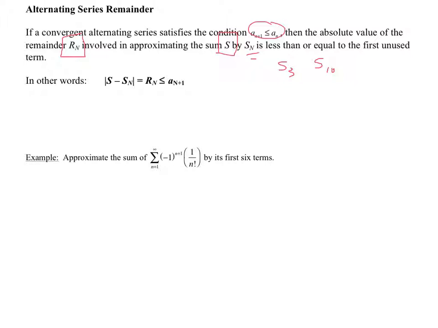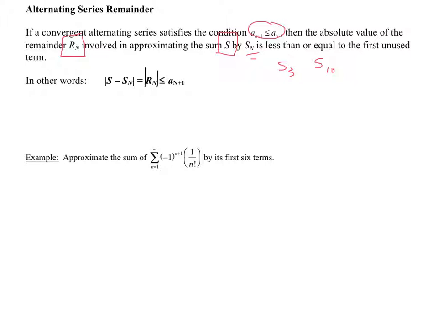Okay, so in other words, the absolute value of the sum of the series minus the nth partial sum is going to equal the remainder. And there's a typo there. That should be the absolute value of the remainder. And so the sum minus the nth partial sum is going to equal the absolute value of the remainder. And that should be less than the next unused term, or the next term.